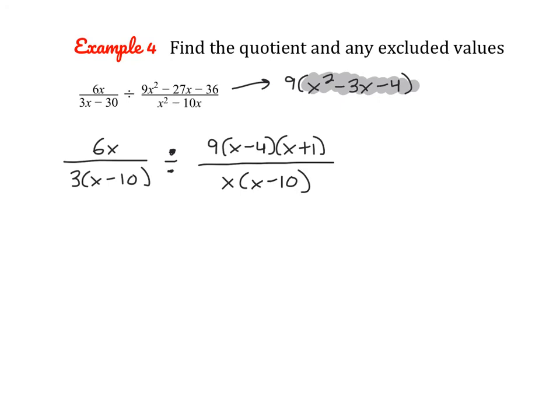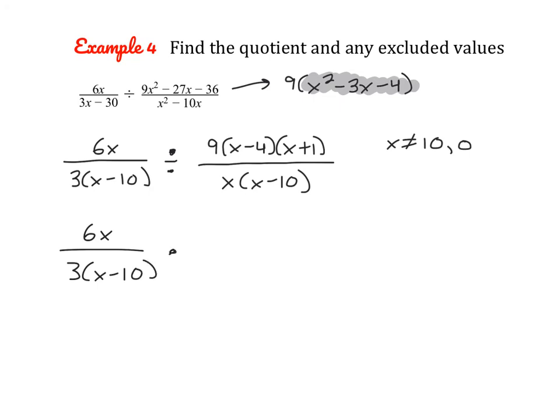So now I'm going to take a moment and list any restrictions I currently see. So this 3 doesn't give us any restrictions because it will never turn to 0. This tells us that x cannot equal +10. And this tells us that x cannot equal 0. But remember, when we're dividing, we actually have to multiply by the reciprocal of the second fraction.